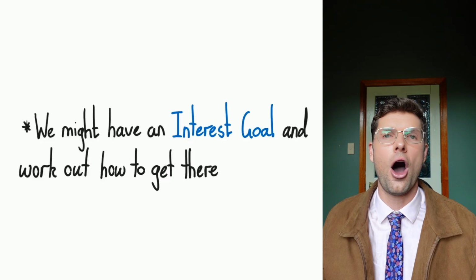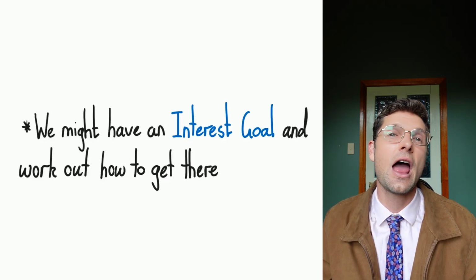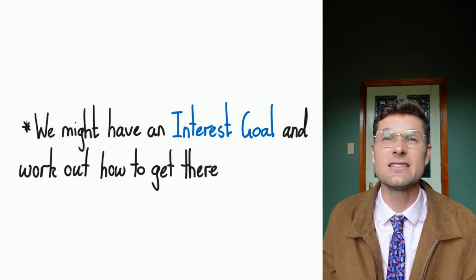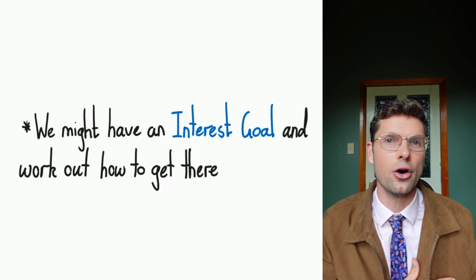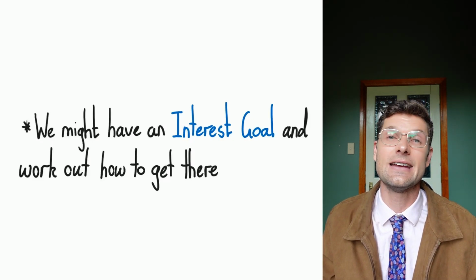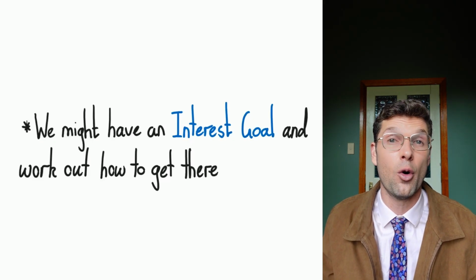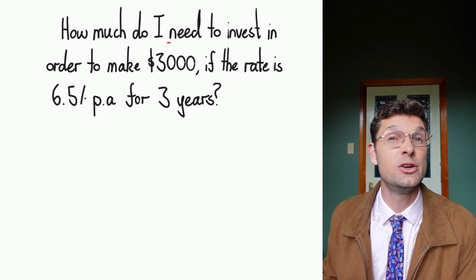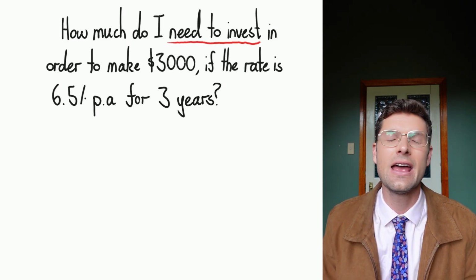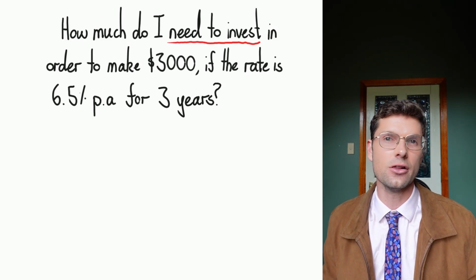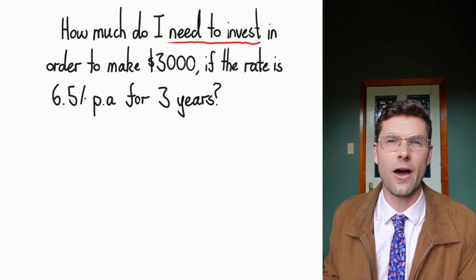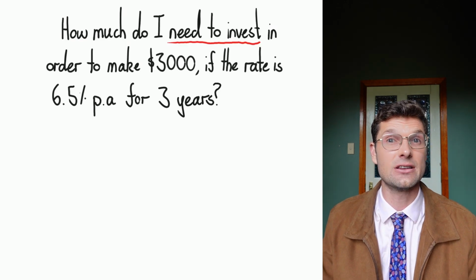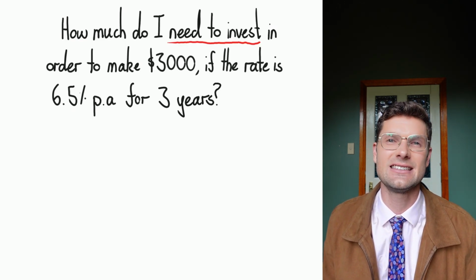You might be like, oh, I need to save $3,000, and we need to work backwards to find out how much do I need to invest, what rate, or for how long. So this is just going about it in a different way, which is a little bit more real life. So for this question, I want to find out how much I need to invest. What is my principal if I want to earn $3,000? If the rate's 6.5% per annum for 3 years, how much money do I have to put in at the very start in order for me to reach this savings goal?